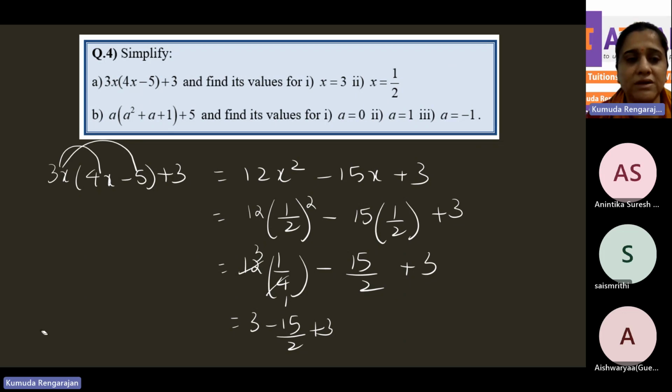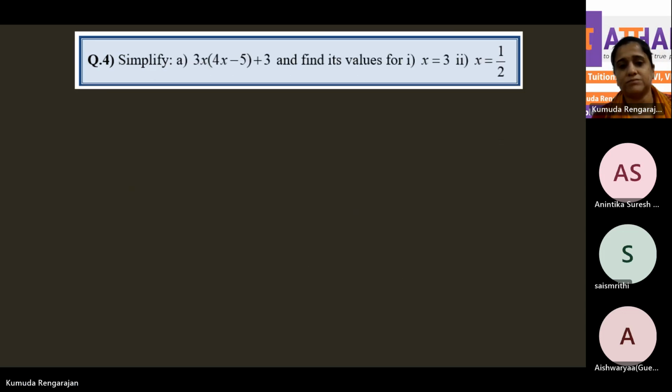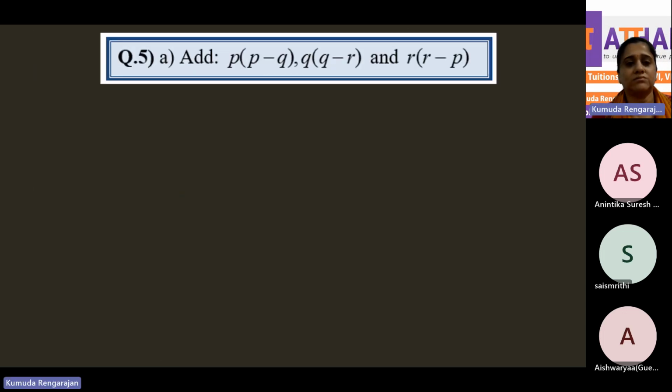So that is the meaning of this question. Simplify. So first, open the bracket, meaning remove the bracket by multiplying. And then apply the values of the variable given, like 0, 1, minus 1. So you're finding the value of the expression for some specific value of the variable given. That's about this one.